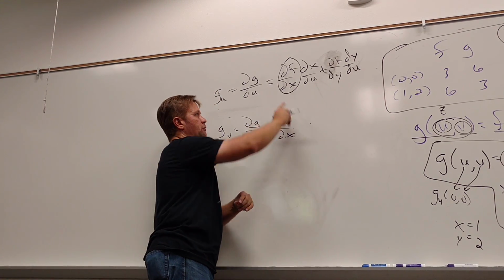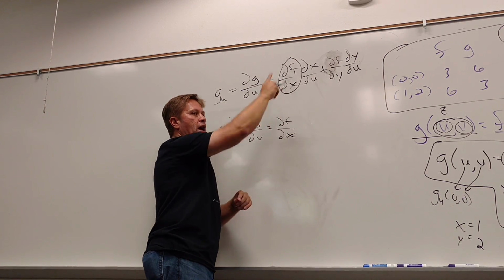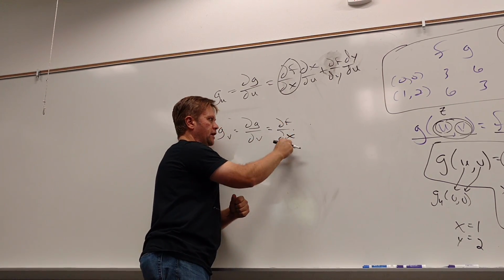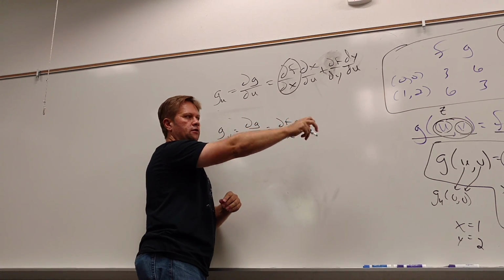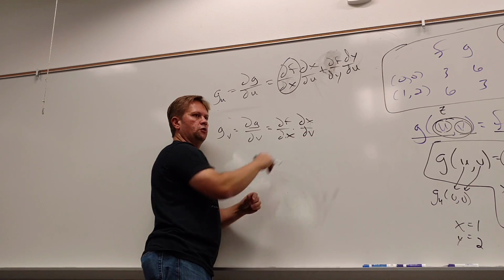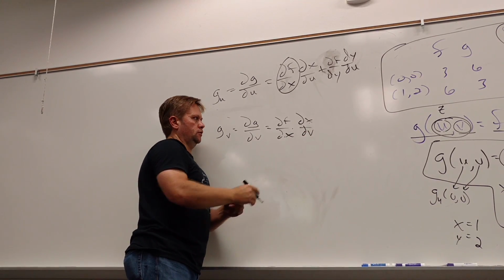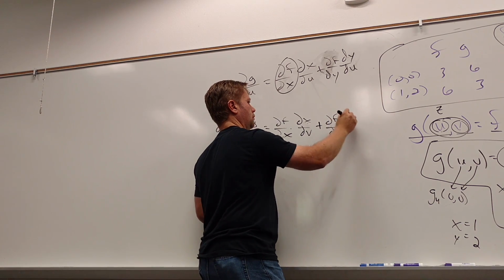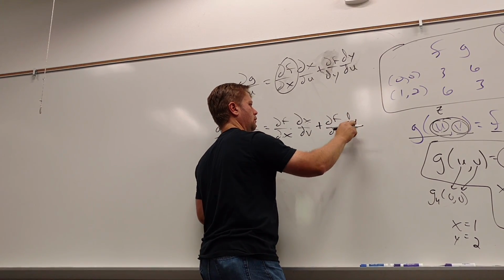I was really confused by, I mean, we wrote down just to see what would happen between the two of them and see if it made sense. So this didn't make sense. Now it does. df dx, because f is a function of x. And then dx dv, because x is a function of u and v. And then plus. I was really confused by that partial thing.